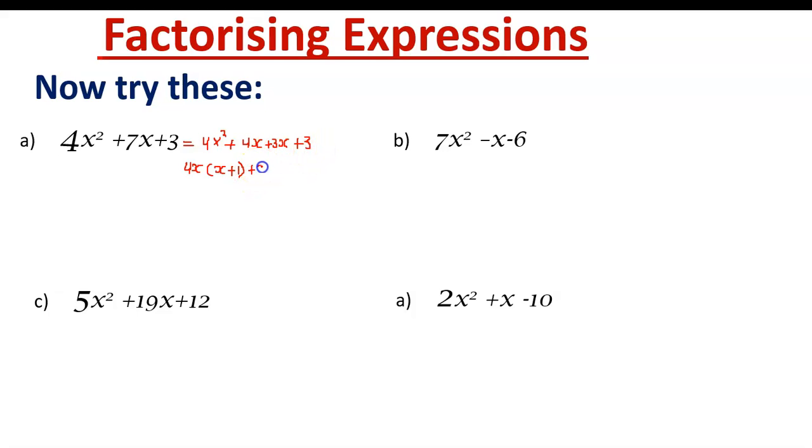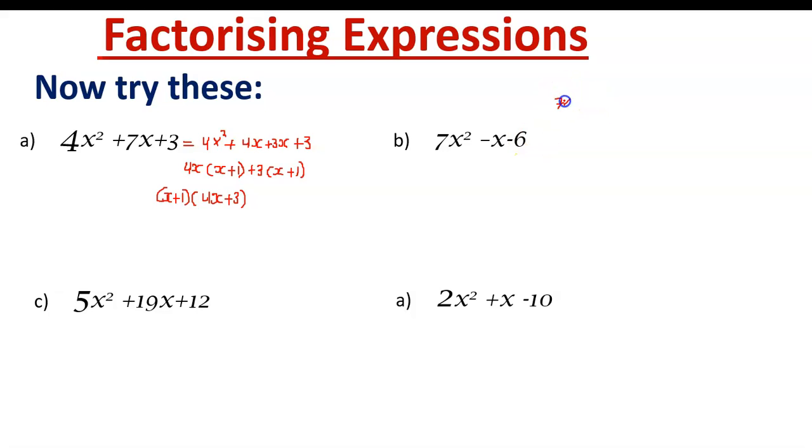Factorize this. They've got 3 in common, and you get x plus 1. X plus 1 is a common factor now. That common factor, you need to take it out, and then what's left is 4x plus 3. That's completely factorized.